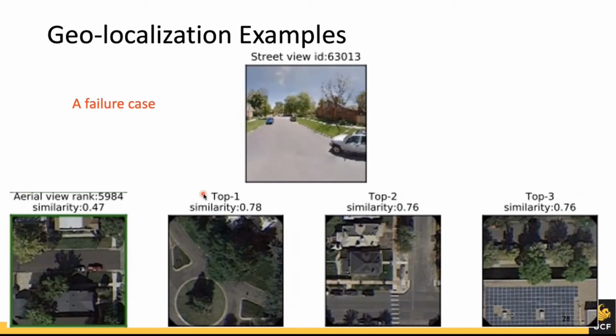And here is a failure example. The top one has the highest similarity, measured at 0.78, but it's not the correct ground truth. The actual ground truth is ranked 5,984 in our retrieved list. So this is a failure case. But if you look at the image, it's a very difficult one. The visual information from the query is very limited. You only have this road, and it can be any type of road if you look at the retrieved satellite image.